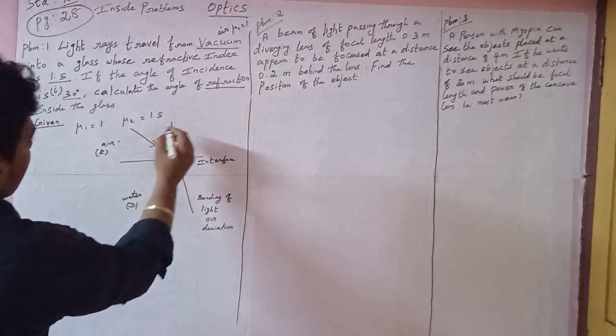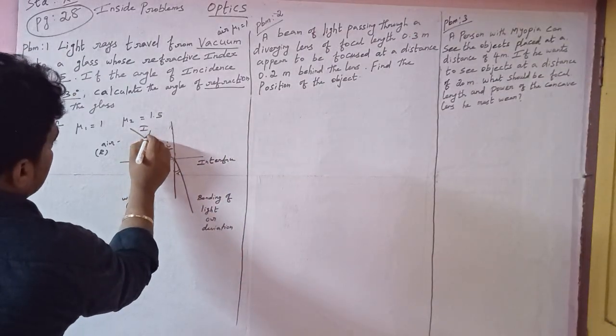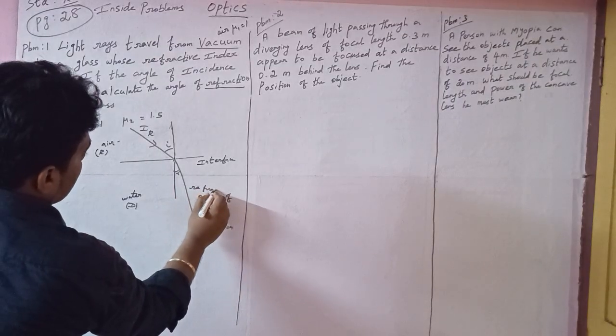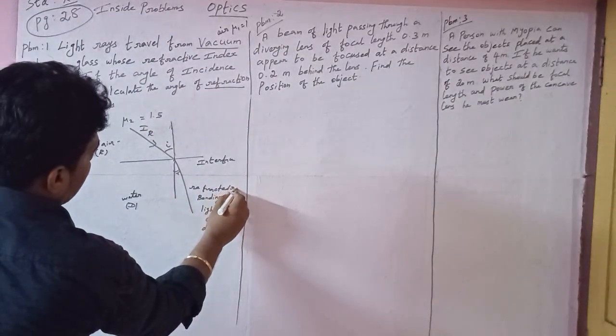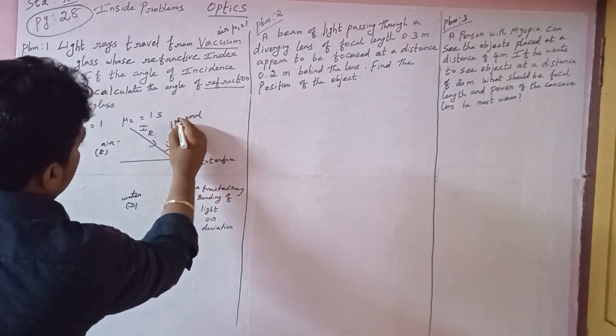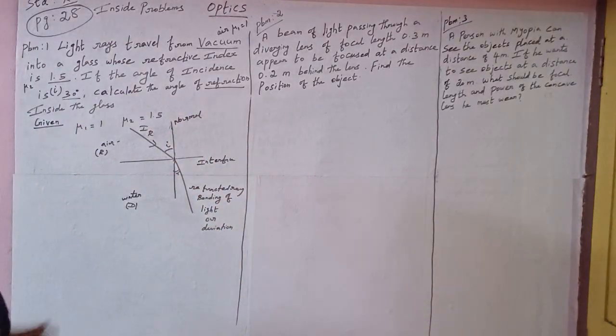This is the incident ray. This is the refracted ray. This is the incident ray, this is the refracted ray. This is the normal. The normal is at 90 degrees. Do you understand? This is a basic concept.